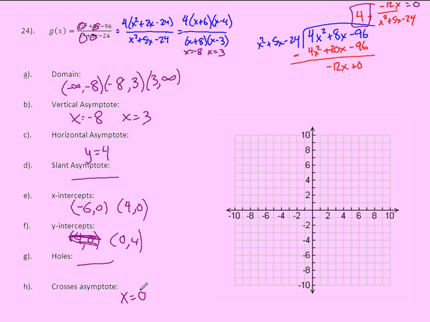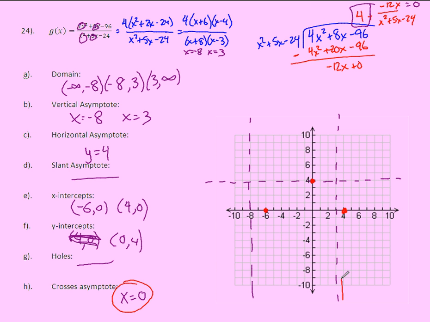So, graphing my asymptotes first, here it is at x equals negative 8, and then I have one at x equals positive 3. My horizontal asymptote comes at y equals positive 4. From there, plot the points that I know. The points that I know are negative 6, 0, positive 4, 0, and then the y-intercept is 0, positive 4. Now that's right on the horizontal asymptote. Well, that should be good though, because when x is 0, it should have crossed anyway.